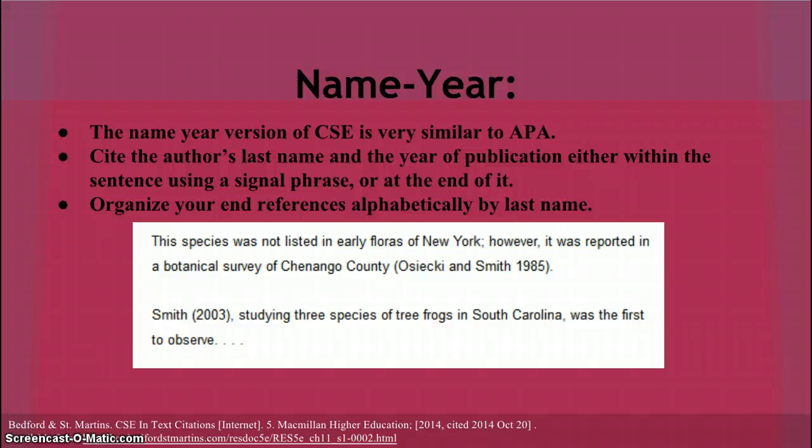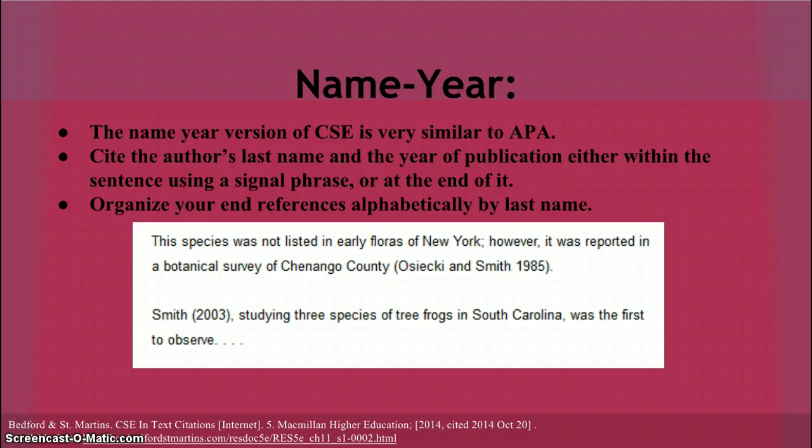The last variation of CSE style is the name year format. It is very similar to APA format. You simply cite the author's last name and the year of the publication, either within the sentence using a signal phrase or at the end of it. Be sure to organize your end references alphabetically.